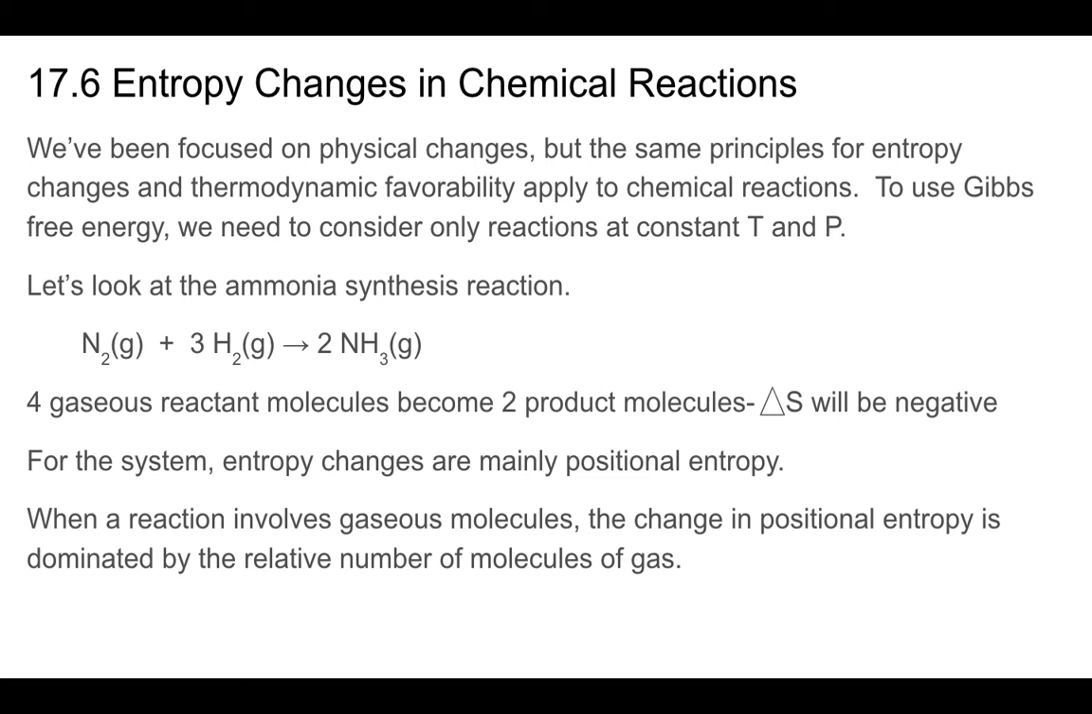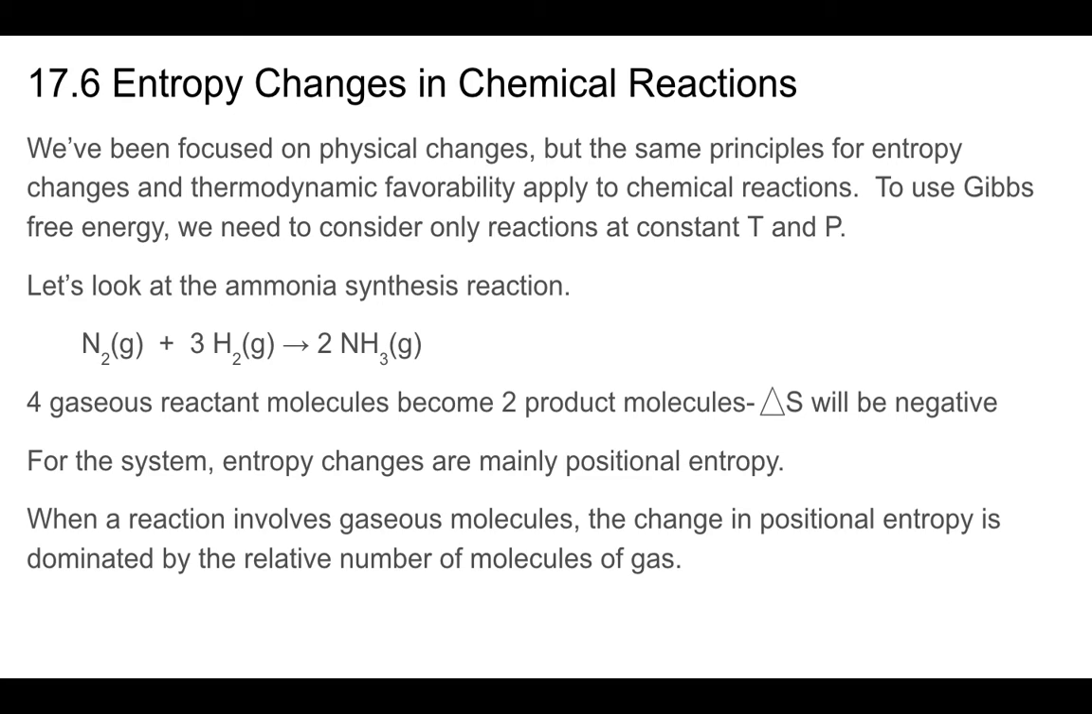Now, we've mainly been focused on physical changes like dissolving and boiling and melting, but the same principles for entropy changes and for enthalpy changes, and thermodynamic favorability, apply to chemical reactions. It is possible to use Gibbs free energy to find out if a chemical reaction should be favorable, and whether it should be favorable at low temperatures or high temperatures or both.